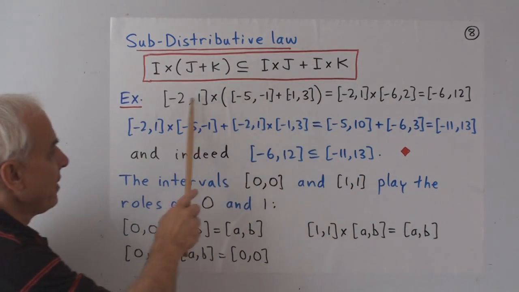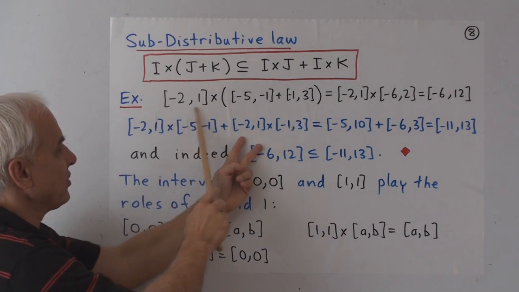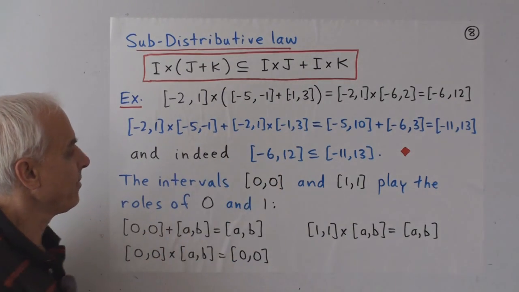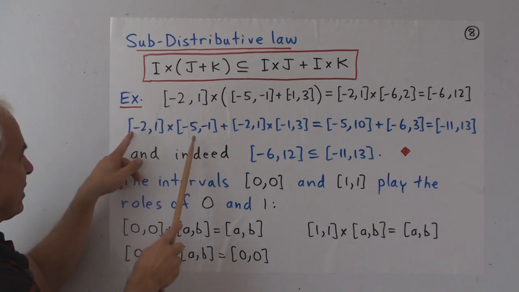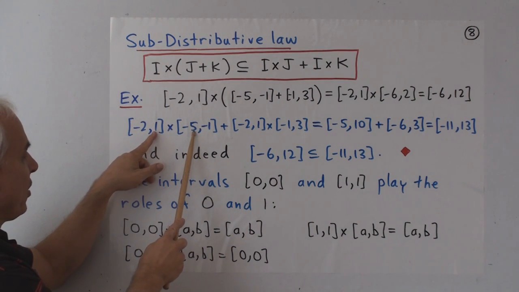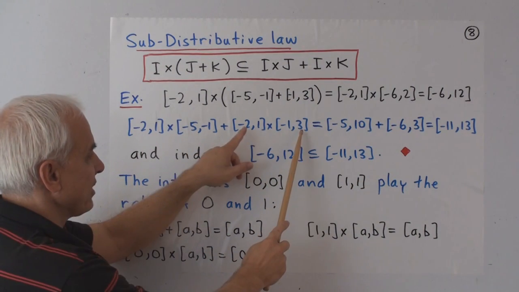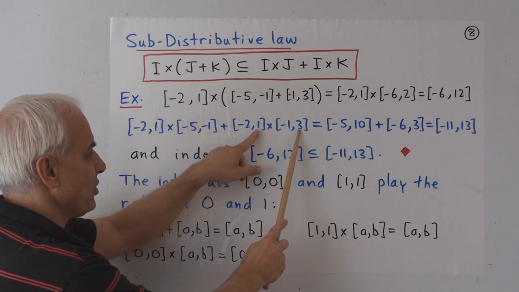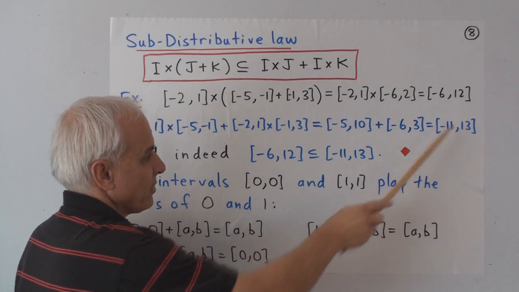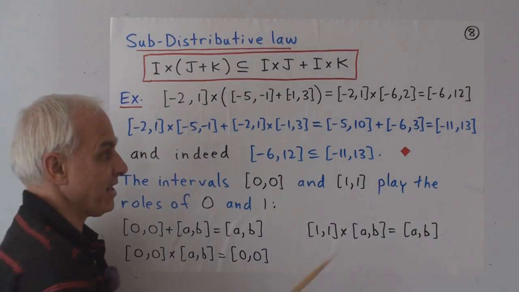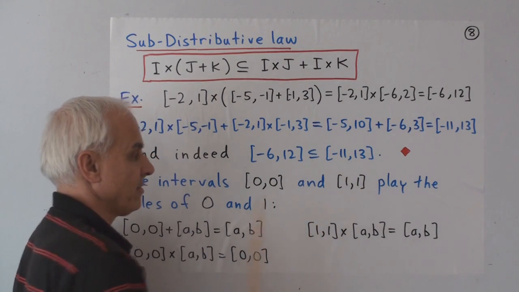The right-hand side: minus 2, 1 times minus 5, minus 1, plus minus 2, 1 times minus 1, 3. What's that? This product is minus 5, 10, because the smallest value is minus 5, the largest value is 10. This product is minus 6, 3, because the smallest value is minus 6, and the largest value is 3. And when we add these, we get minus 11, 13.